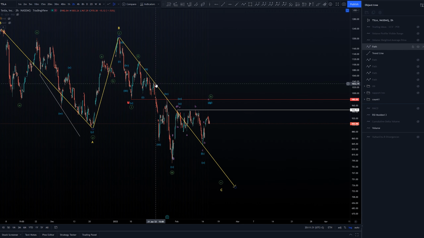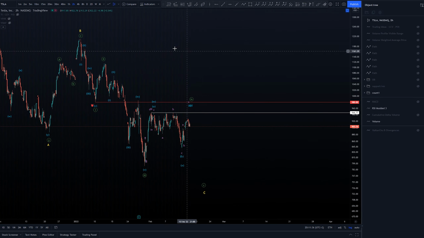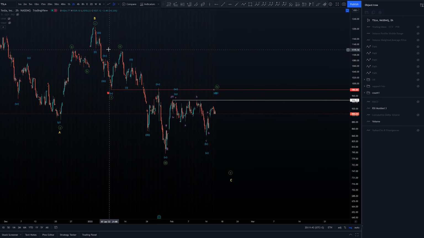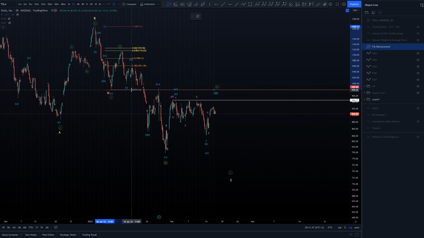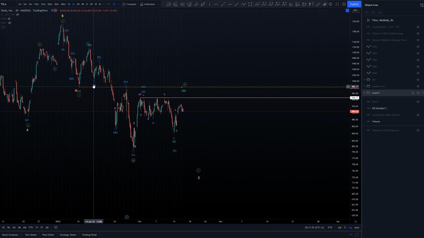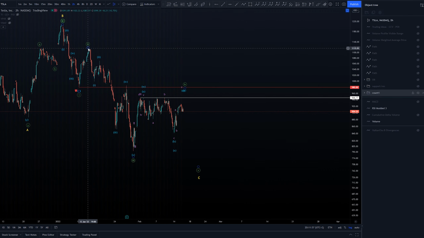So let's take that off for just a moment. Here it's kind of clear, 1, 2, 3, 4, 5, no issues of overlapping or anything. Then up to 2, retracement is just around the golden pocket. Then the third of minute wave or minute degree, 1, 2, 3, 4, 5, no overlaps, no issues.